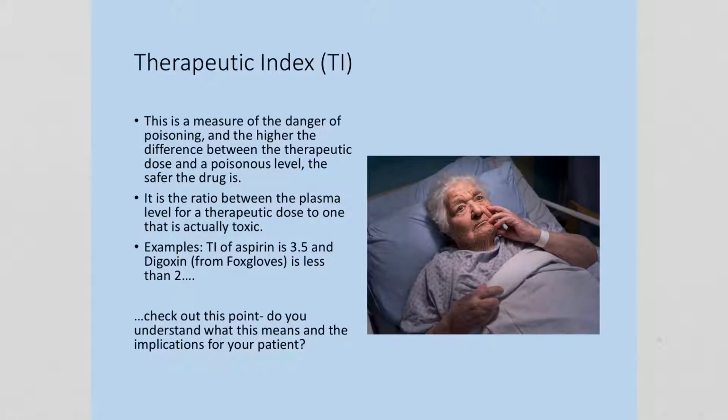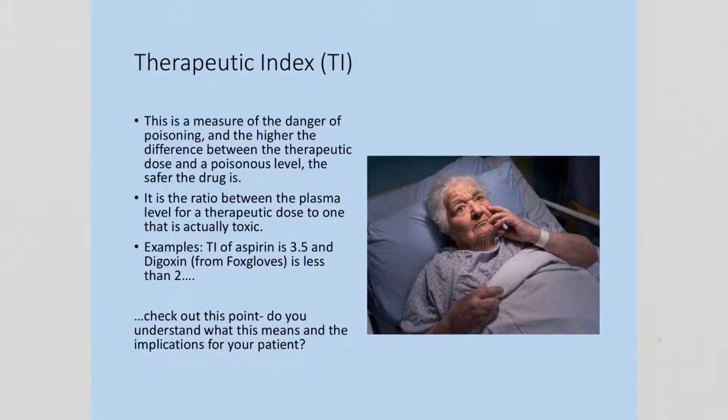One very important thing is the notion of the therapeutic index. This is the measure of the difference between the therapeutic dose of a given medicine and the poisonous or toxic level. So the wider the gap, the higher the difference between the therapeutic dose and the dose that would provide toxicity. The wider or higher the difference, the safer the drug is. Measured by taking the ratio between the blood plasma level for a therapeutic dose and then the investigations which have established what dose is toxic.